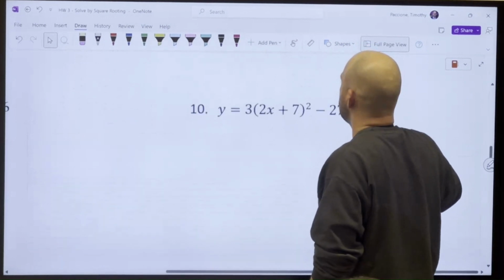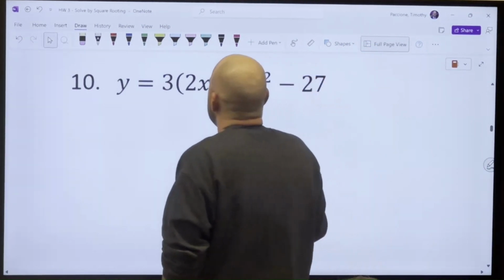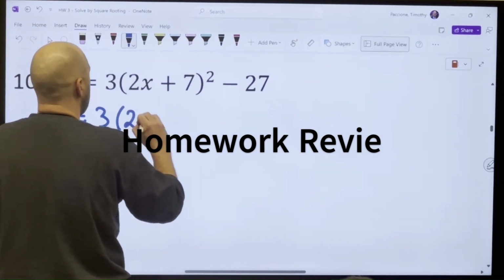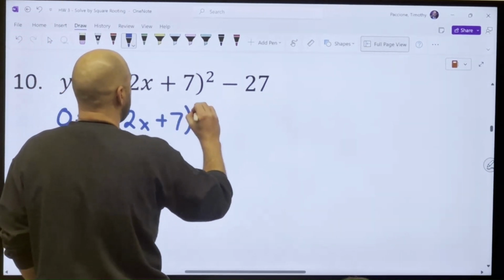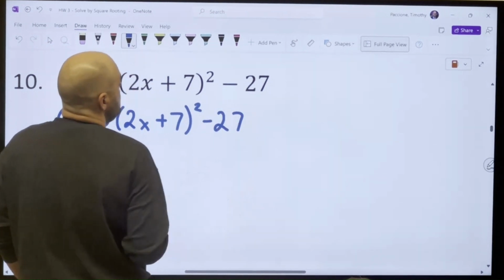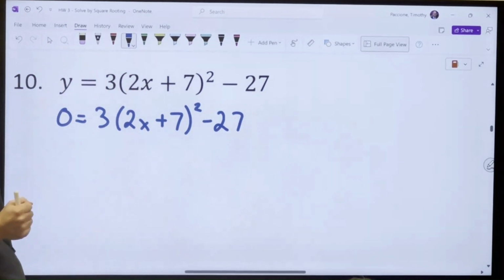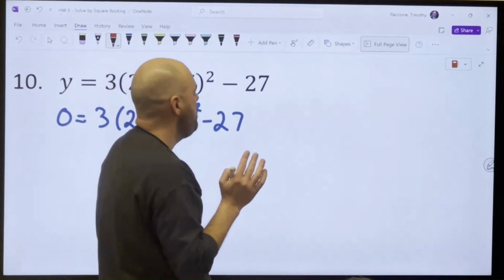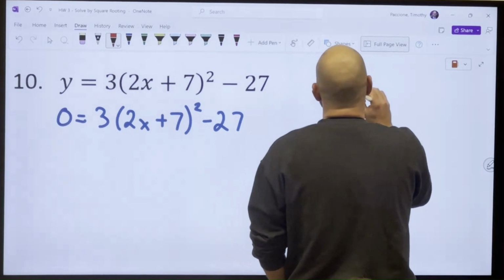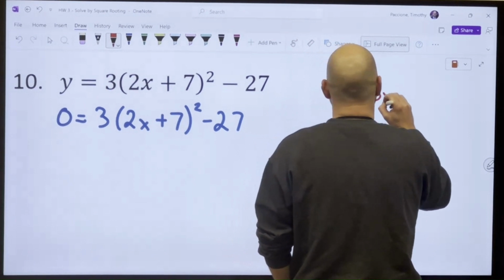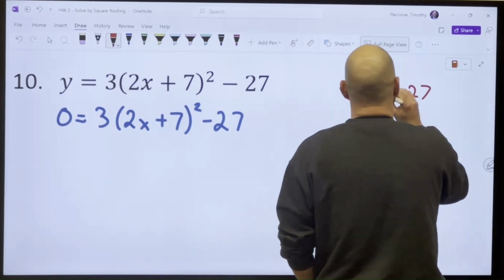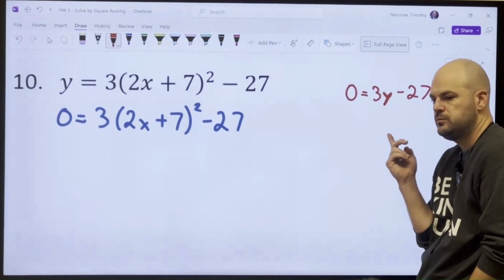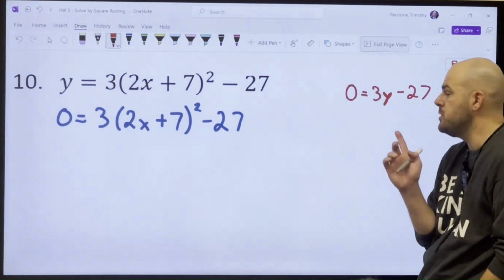So 10. Okay. First you set it equal to 0. You say 0 equals 3 times 2x plus 7 squared minus 27. So it's a weird vertex form, but it is vertex form. We don't usually see a number in there. You don't need to worry about that part. Now, if you had 0 equals 3y minus 27, what would you do to get y by itself? Well, not first. What would you do first?